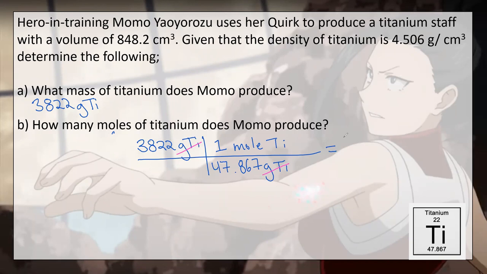Equals, I actually have to punch this in, 3,822 divided by 47.867. I get 79.85 moles. So that's my unit left on top, moles of titanium. And that has 4 significant digits. I'm going to try to keep significant digits in line throughout most of this, but no promises.